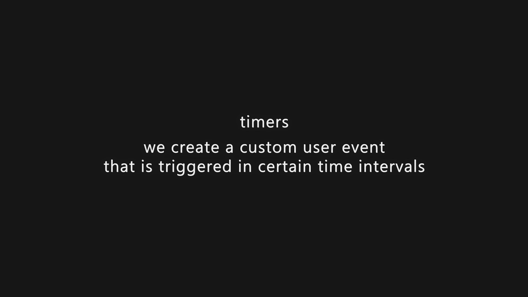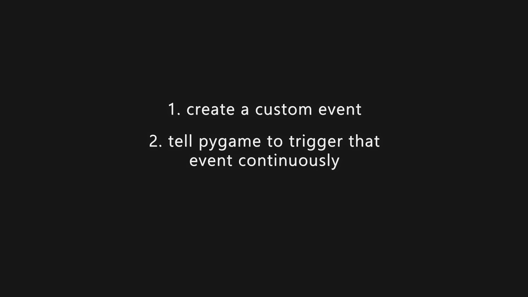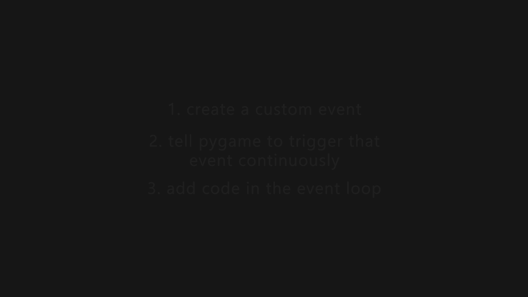And a timer is one of those instances where we tell Pygame to trigger a user event at certain intervals, which is what a timer really is. And there are 3 steps to doing all of this. Number 1, we have to create a custom user event. Number 2, we have to tell Pygame to trigger this user event at a certain interval. And then number 3, we have to add code in our event loop to do something when this event is being triggered. But that is all we need. So let's actually implement this.